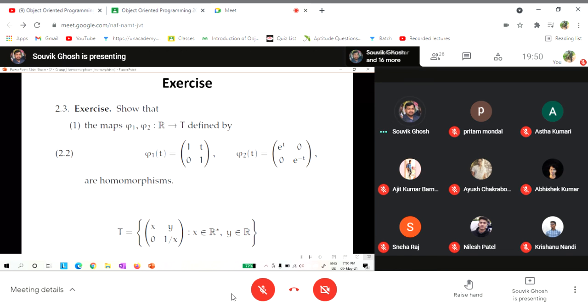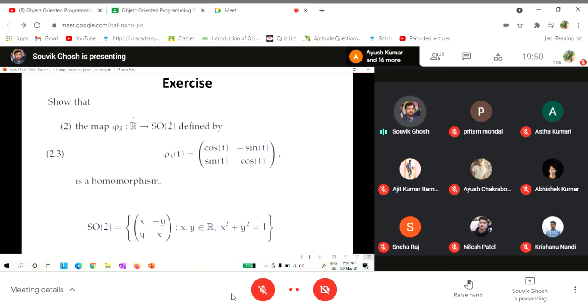You can check that we have two different functions, phi 1 and phi 2, defined from the set R, that is real numbers, to T, which is this kind of matrices. If phi 1 of T is defined by this function, you have to check whether this is a homomorphism or not. You can check this is also a homomorphism. And phi 2 is defined something like that. Phi 2 of T is a matrix of order 2, that is e to the power T, 0, 0, e to the power minus T. You can also check this is a homomorphism.